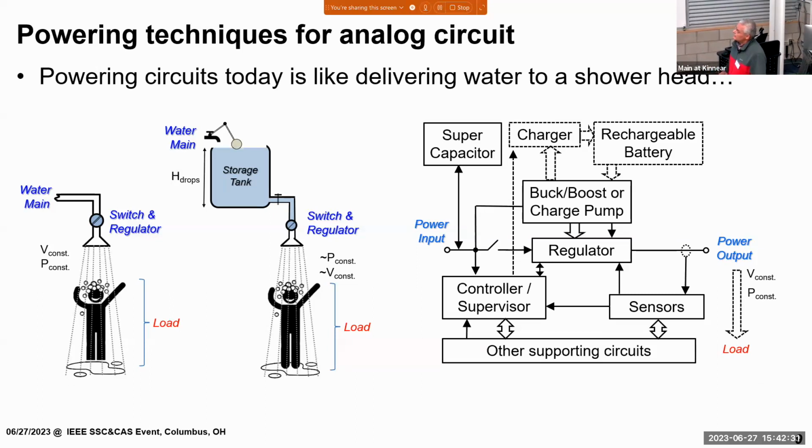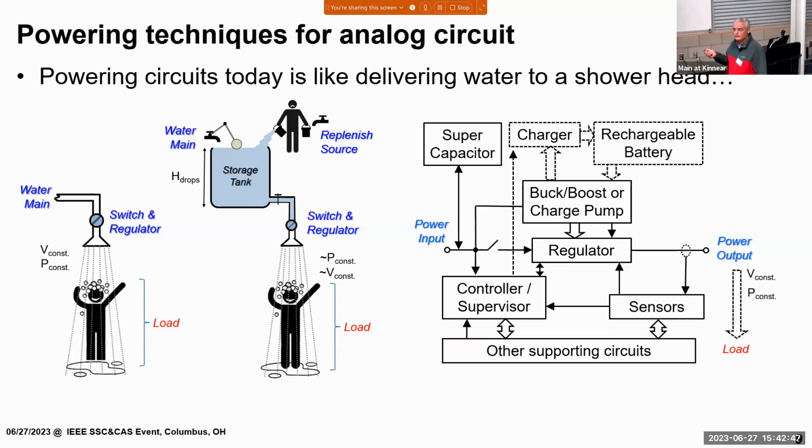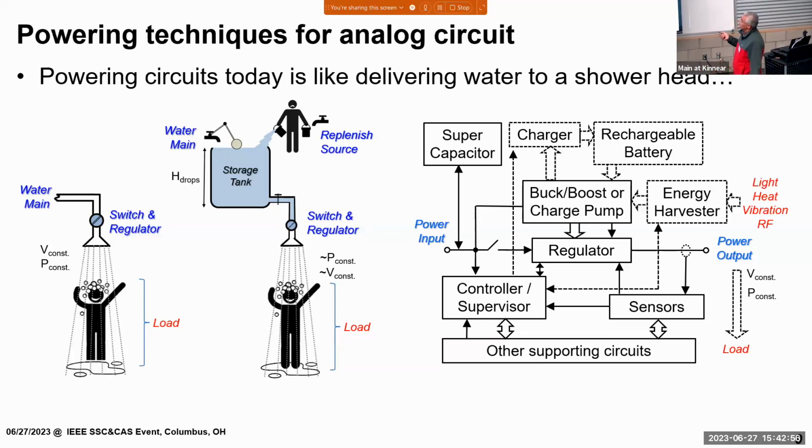Or you can hire somebody, right, and have a replenishing source from somewhere, either a well or a river or some other place, that unhappy guy has to fill your tank when the water drops to a certain level to maintain the pressure and the volume of that water. And obviously, we call that energy harvesting in electronic design, where you use light or any kind of environmental source to generate or harvest, and boost or charge pump that up and regulate to deliver to the load.